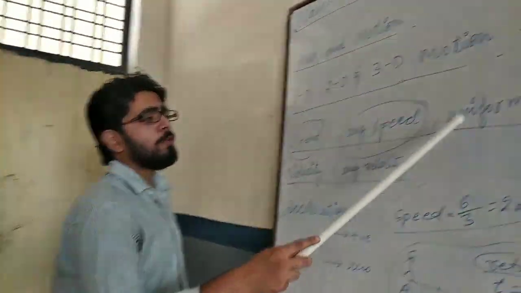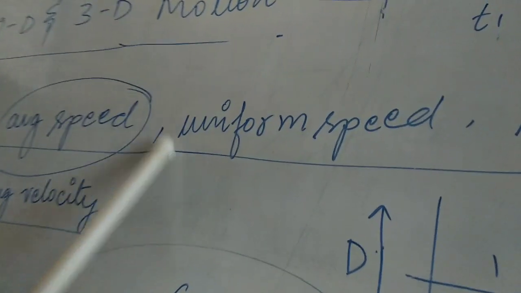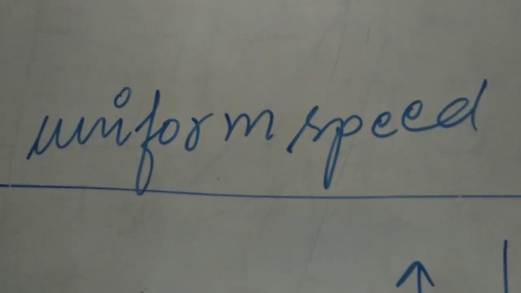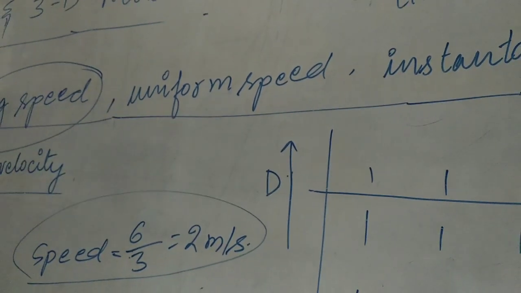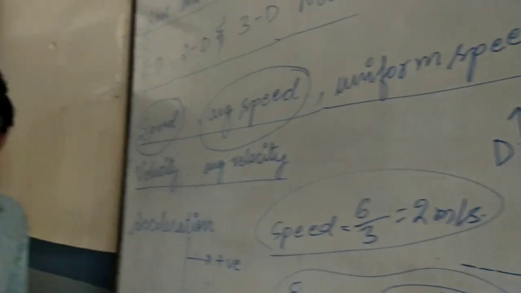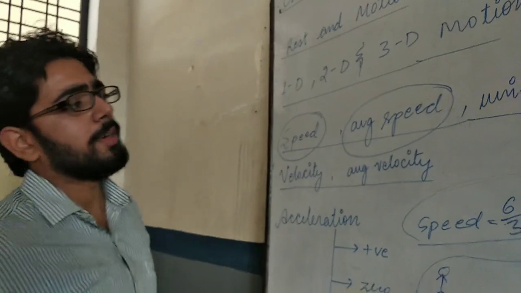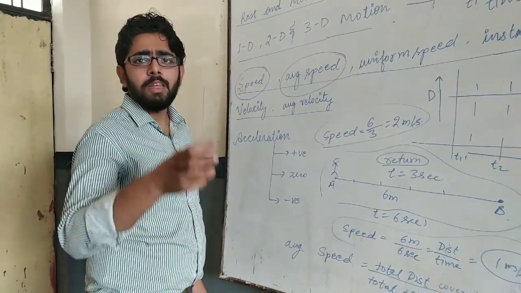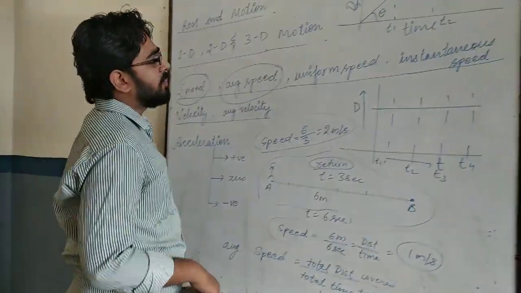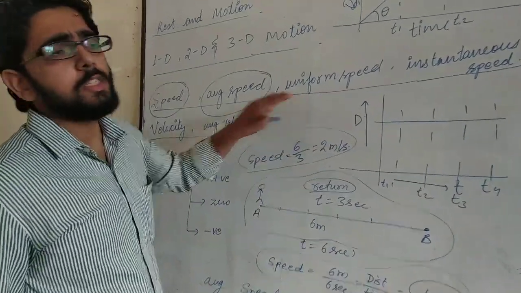Now what is uniform speed? As you all know, motions are of two types, uniform motion and non-uniform motion. If we are in uniform motion, then the speed is said to be uniform speed. One more definition: if anybody covers equal distance in equal intervals of time, then that speed is said to be uniform speed.